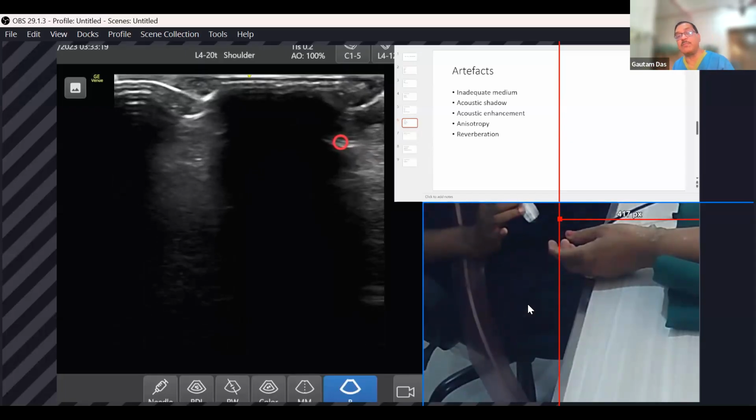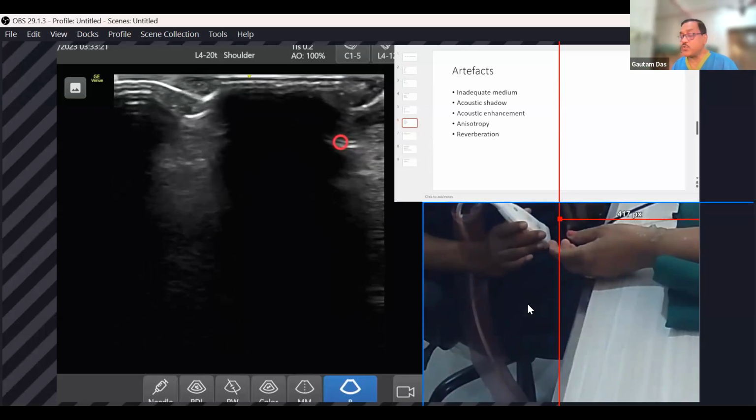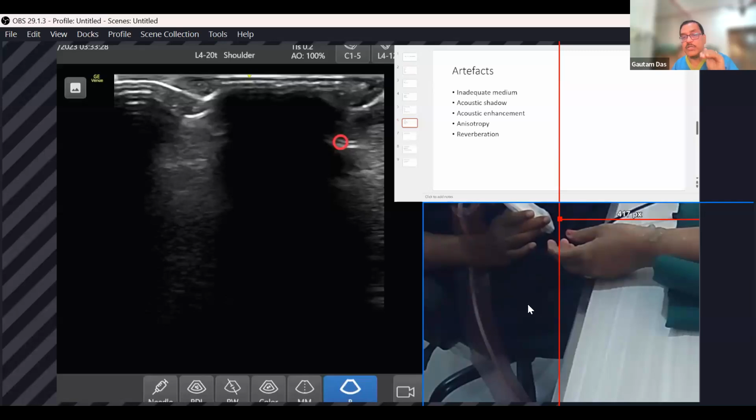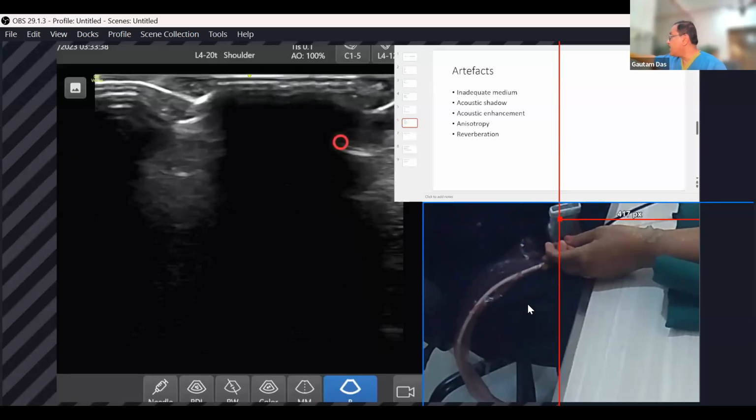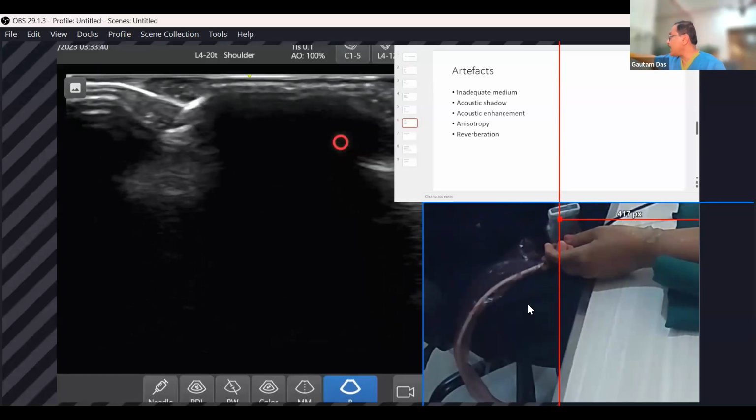Posterior to that, you are unable to see anything. Then is your acoustic enhancement. What is acoustic enhancement? Acoustic enhancement means when the ultrasound beam is going through some structure which has a very low acoustic impedance, for example a blood vessel, you will be able to see the structures beyond that very bright. That is called acoustic enhancement.